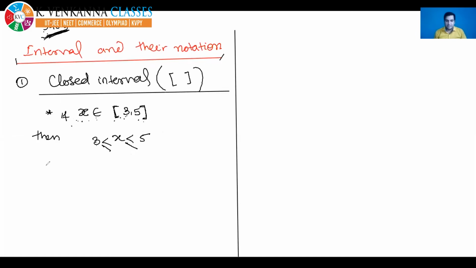So is it clear? Is the meaning of closed interval clear? Yes, please tell me immediately. Okay.